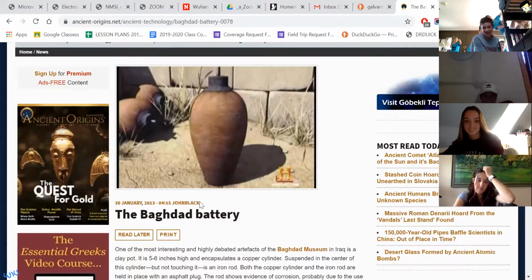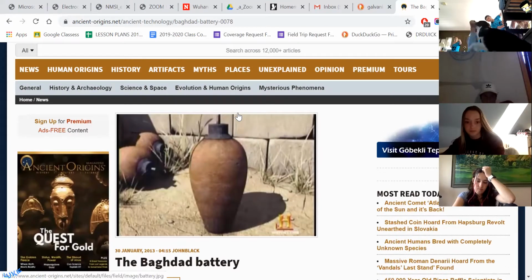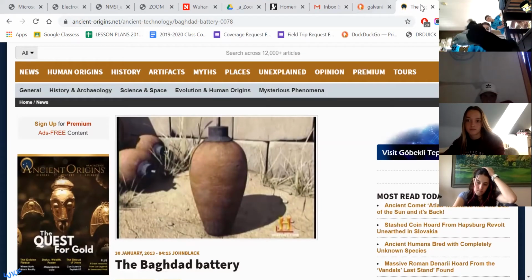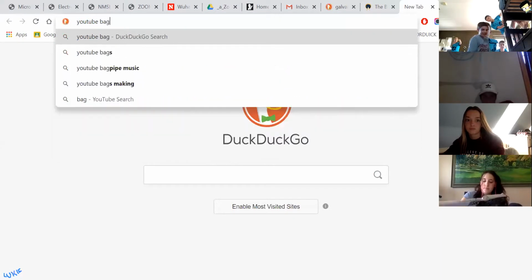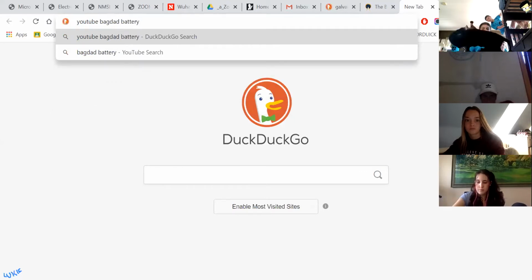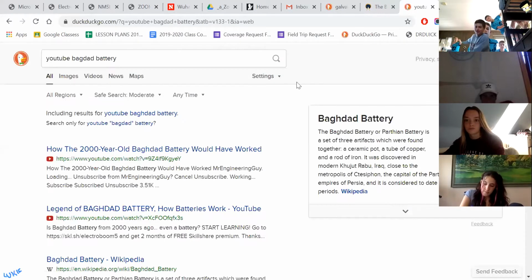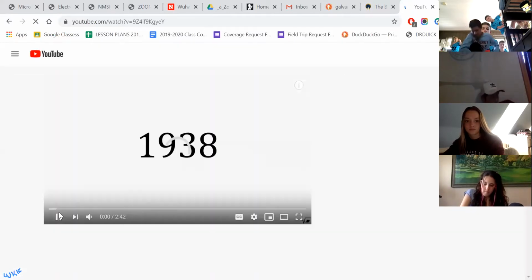The idea behind it was that they had an iron rod that ran down, and there are two different chemical chambers in here, and they were able to generate electricity. They can't figure out what they were doing with this. They figured out how it worked, but they don't really know what it was for. It's sort of a weird situation if you think about it. Let me see if I can find a YouTube link for the Baghdad battery. It's such a simple but interesting thing. Let's see how a 2,000-year-old battery could have worked.